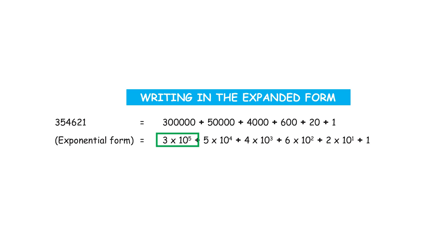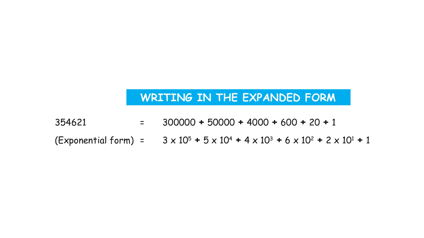You can also write it in the exponential form. We've seen what exponential form is. You write it as a base to the power of exponent. So let's see how we can do that. 3 into 10 to the power of 5, because 1 followed by 5 zeros is 1 lakh.